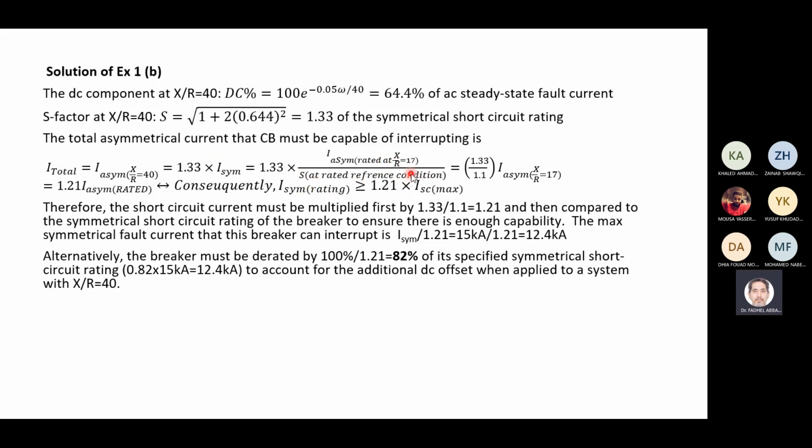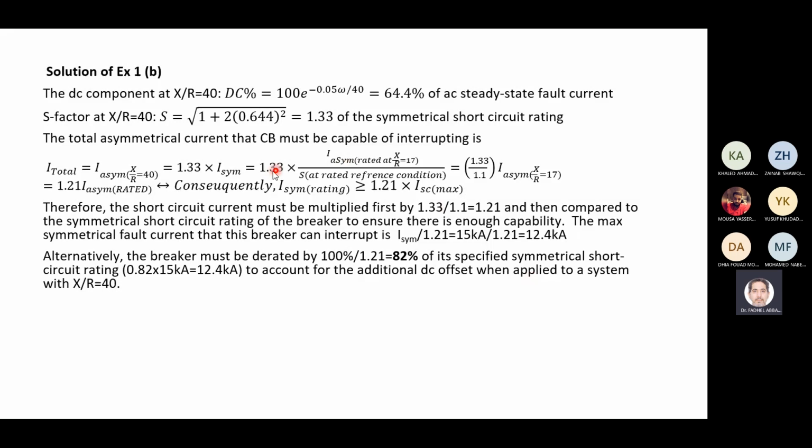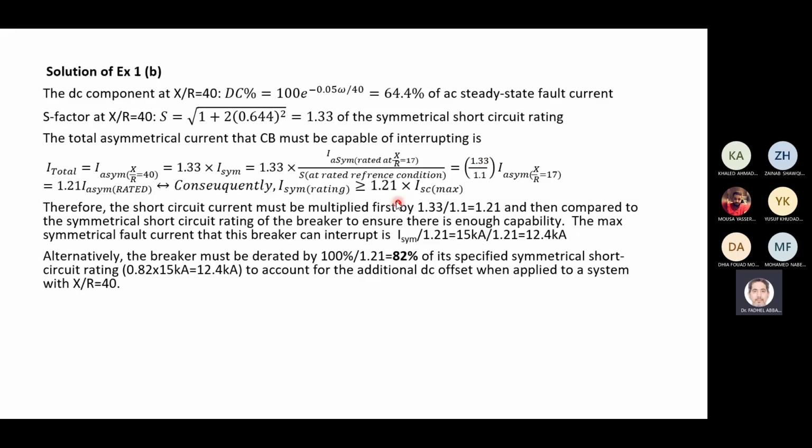الاس فاكتور عند الريفرنس كونديشن، اللي هي اكس ار ريشيو 17، كانت 1.1. فاذا بصير 1.33 على 1.11 في الاسيمتريكال كرنت عند الاكس ار 17. معناته ان 1.33 على 1.11 بتصير 1.21. معناته ان البريكر اللي كان يتحمل اللي صممه يعني ال 15 كي زائد الدي سي عند الاكس ار 17 الحين لازم اتعداها ب 21% زياده.